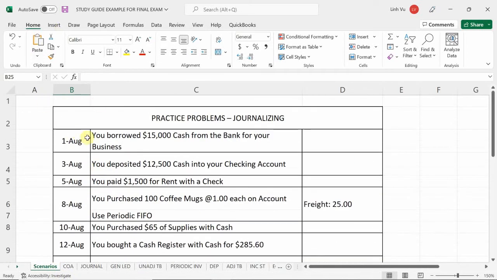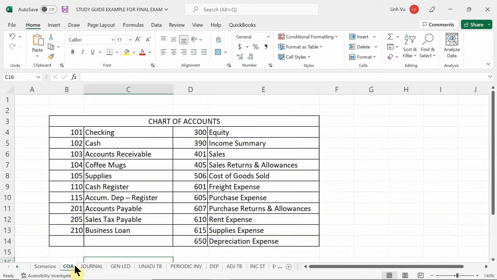Next scenario, what happened next on August 5th? You paid 1,500 for rent with a check. So we cut the check for the rent. Okay. So there is checking for cutting a check, and then rent expense. Good. 610 rent expense. Now in this case, I'm not going to make it super detailed because the whole point of this scenario is to get the main concept down, which is, can you journalize a transaction? Can you post it to the ledger, right?